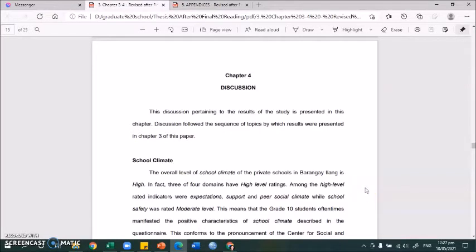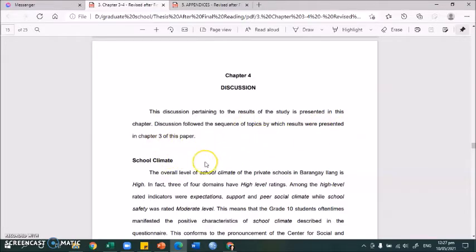Hi, in this video, pag-usapan natin kung paano gawin ang Chapter 4, that is the discussion part of your research paper. So this is the introduction or intro statement. It says, this discussion pertaining to the results of the study is presented in this chapter. Discussion followed the sequence of topics by which results were presented in Chapter 3 of this paper.